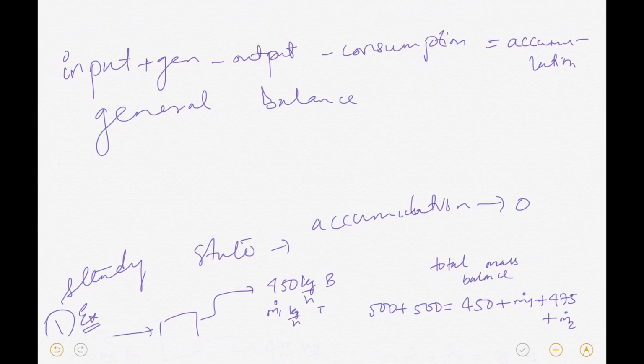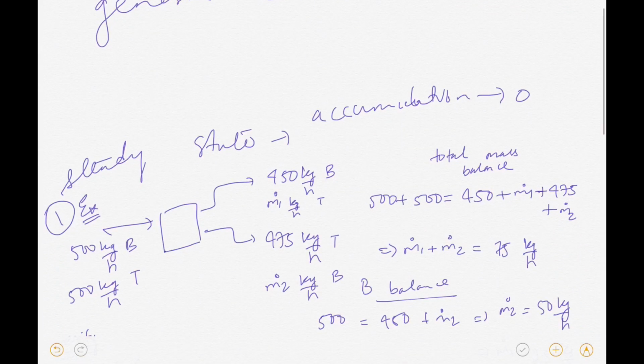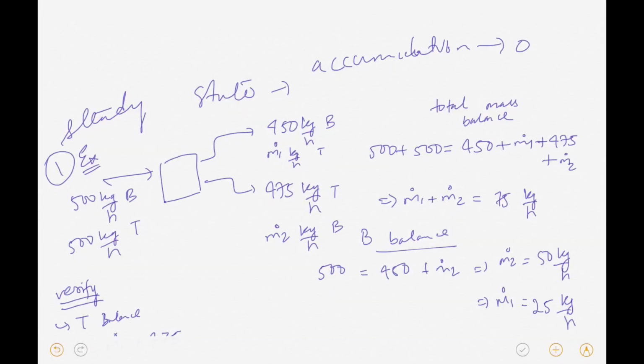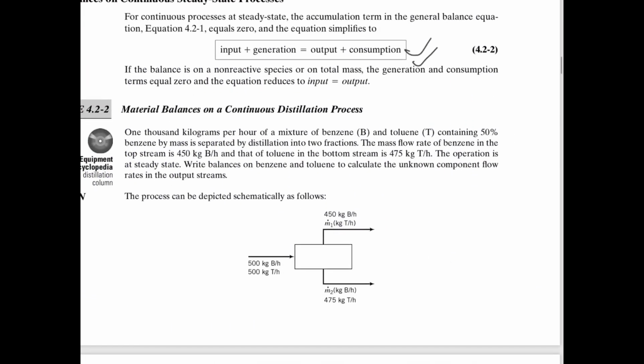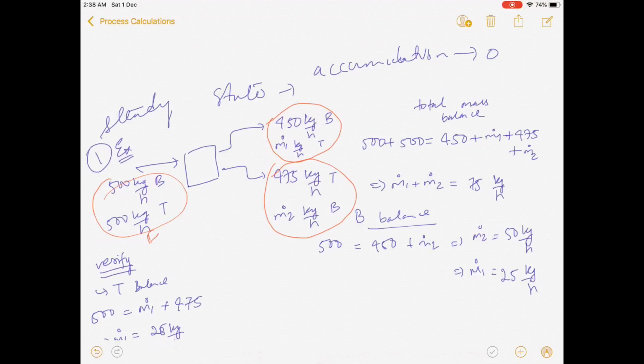As we know, this is the general balance: input plus generation minus output minus consumption equals accumulation. For steady state, the accumulation term is zero, and for the other cases we have considered, like mass, it will be input equals output. If there is no reaction, the generation and consumption terms would be zero. This is the feed as mentioned in the problem, and this is the top product and this is the bottom product. This is a distillation column.